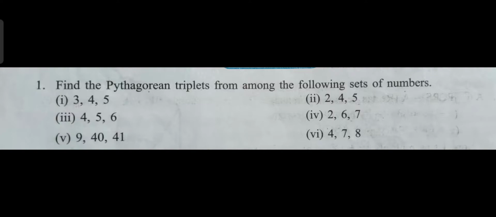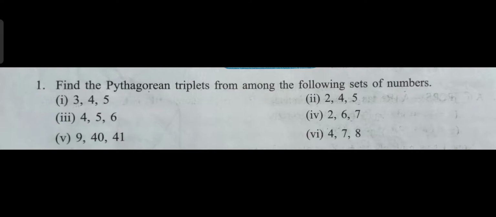Clear? So first one is 3, 4, 5. The first step is to find the squares of each number. Take the highest, bigger number, and compare its square with the sum of the squares of the other two numbers. If it is equal then it is a Pythagorean triplet, and if it is not equal then it is not a Pythagorean triplet. Like that you are supposed to solve all six.